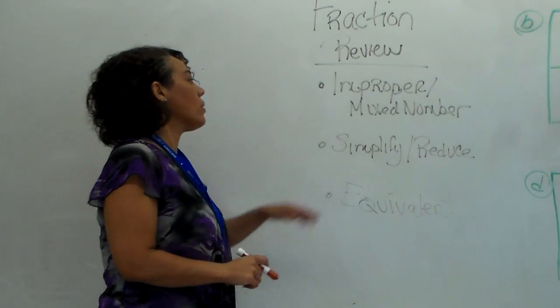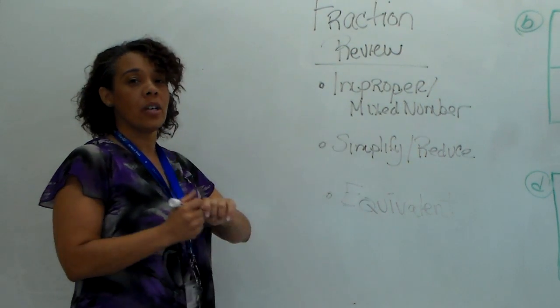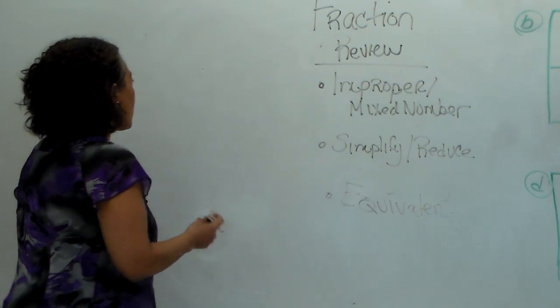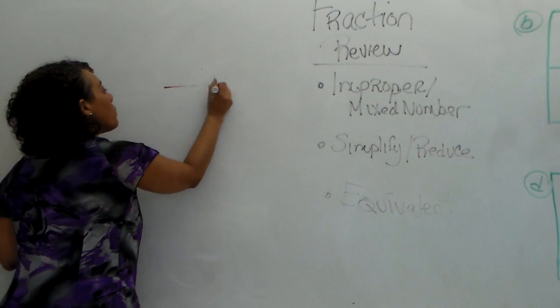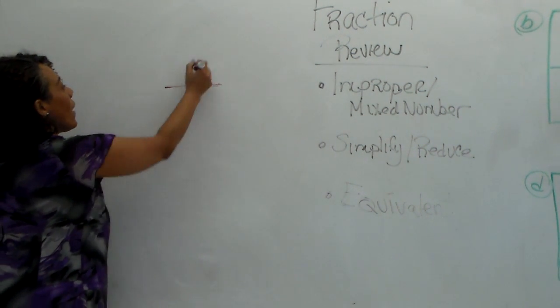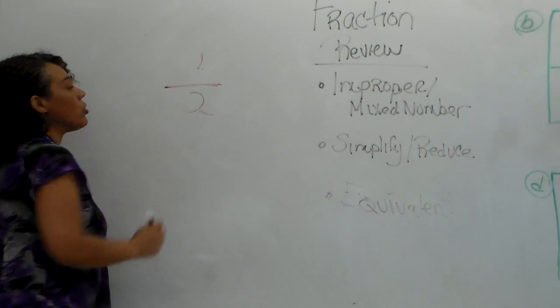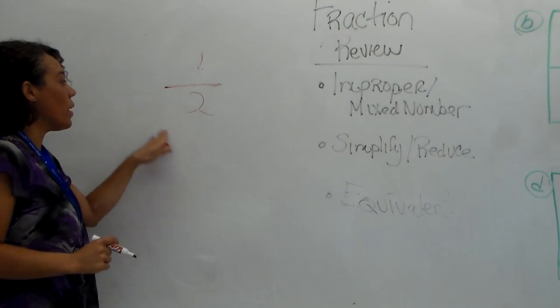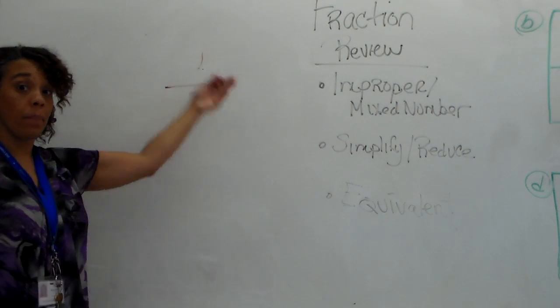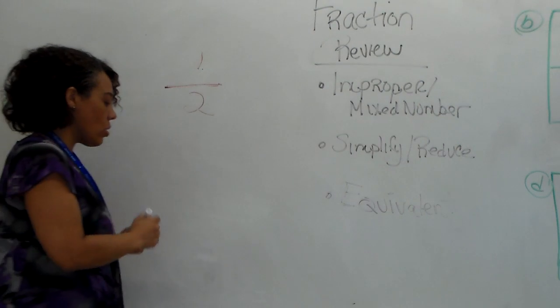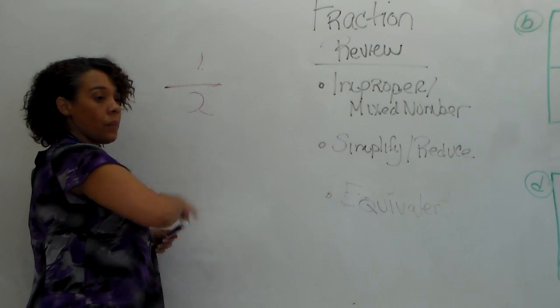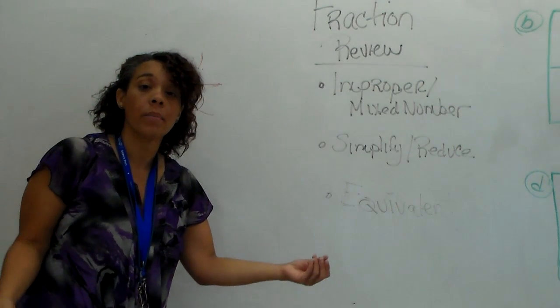So the first thing I want to look at is, what is a fraction? A fraction is a part of a whole. So if I have 1 out of 2, then 2 made up the whole, and one of them is a part of it. Fractions are always less than 1. That's what makes them not a whole number.